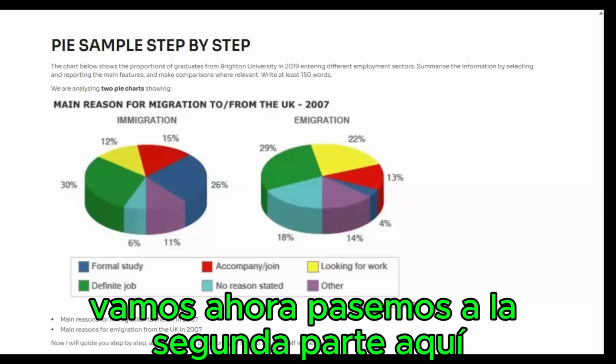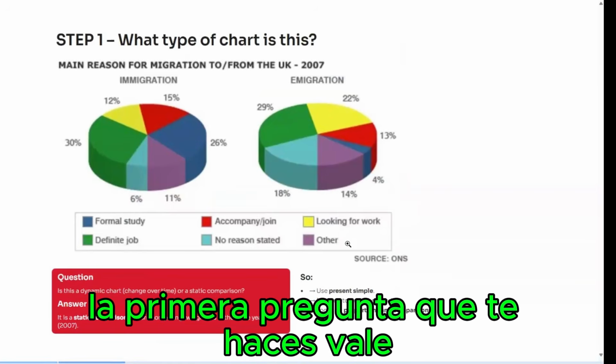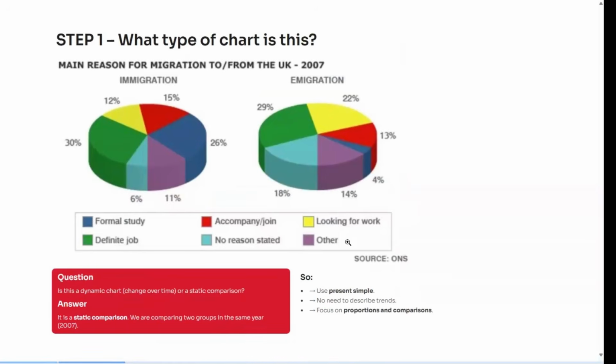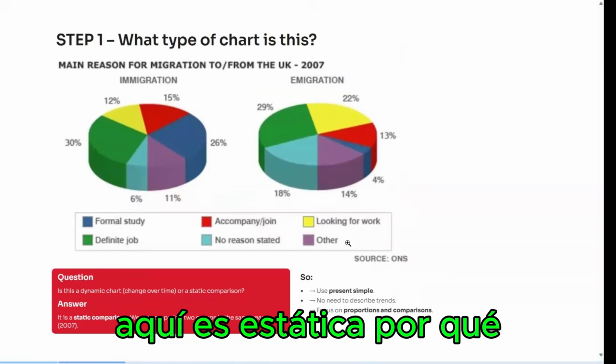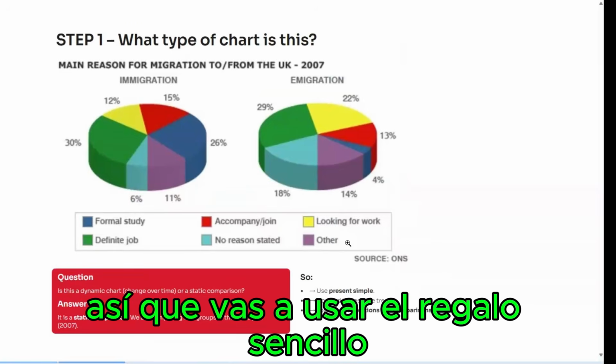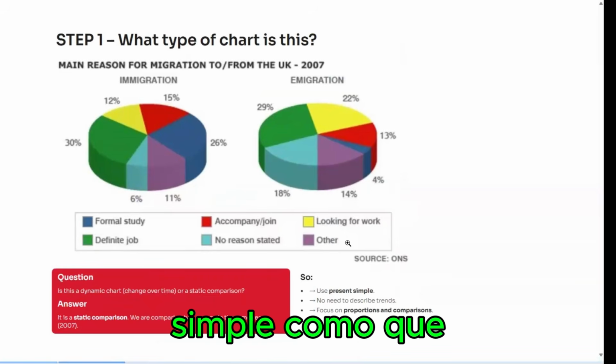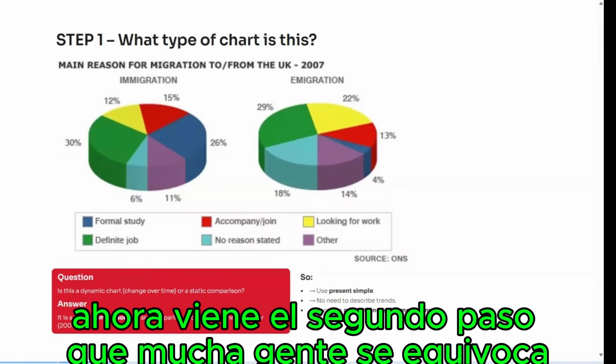Now let's move on to the second part here. Static or dynamic? The first question you ask yourself, okay? Here it's static. Why? Because it's a single year. So you're going to use the simple present. Don't talk about change, talk about comparison. Simple as that. Now comes the second step that many people get wrong.